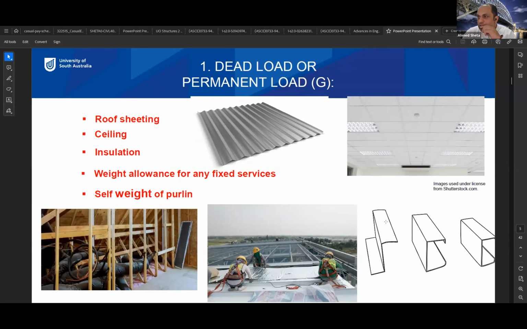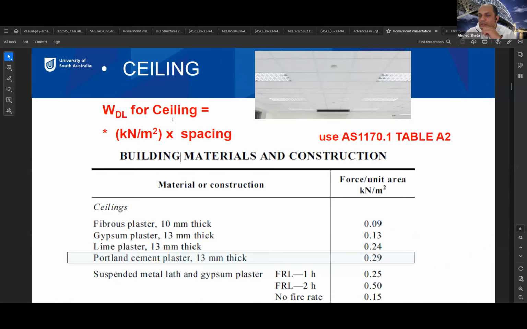Okay, so this is the first step. This is just the definition of what the loads are. And here is how to calculate the roof ceiling. From this table, you have Portland cement plaster, 13 millimeter thick. The load is 0.92. So you can follow the same assumption from here, but you have to refer to the table, or you can use other types like fibrous plaster, whatever the used one is.